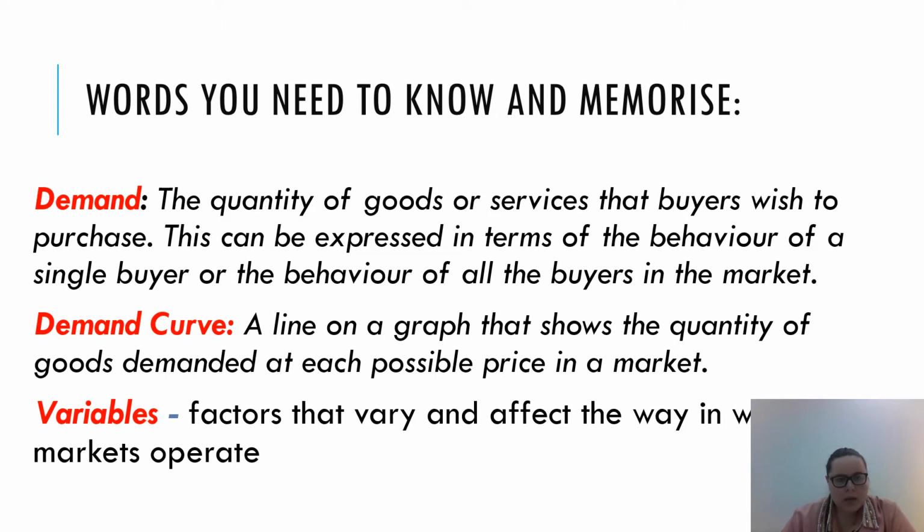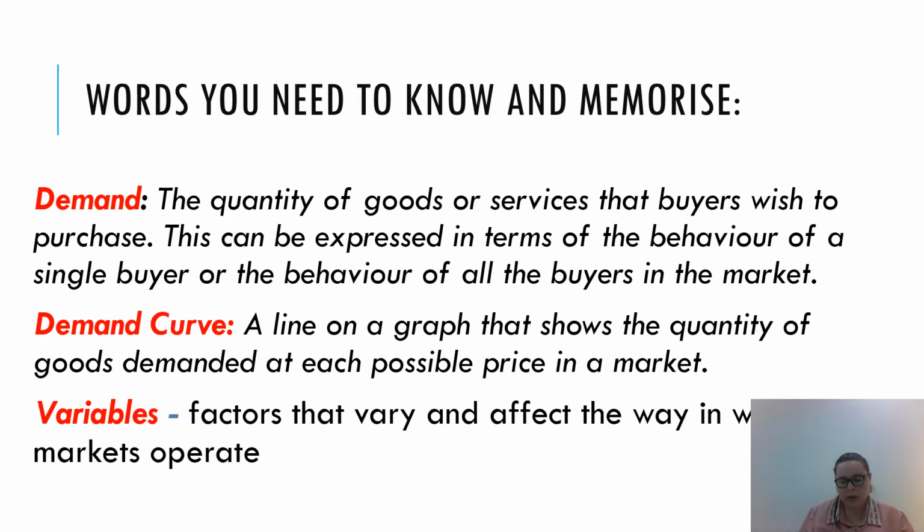So demand is the quantity of goods or services that buyers wish to purchase, and this might be expressed in terms of the behavior of a single buyer or the behavior of all the buyers in the market. The demand curve is a line on a graph that shows the quantity of goods demanded at each possible price on the market.